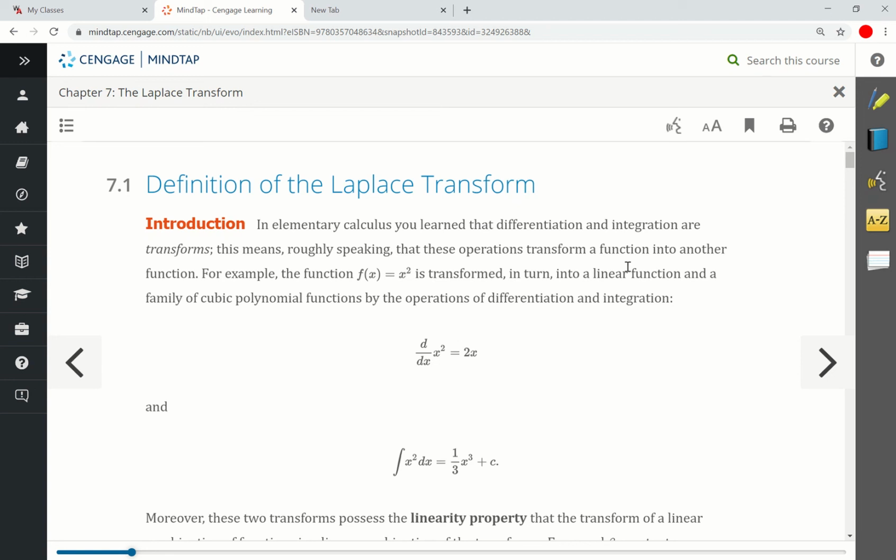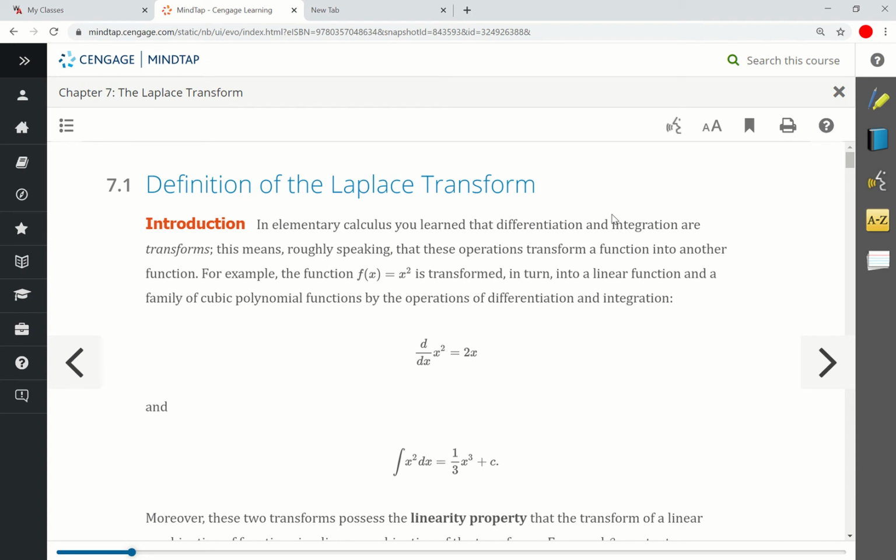In section 7.1, we're going to define the Laplace transform. We will ultimately be using the Laplace transform and the associated inverse Laplace transform in order to solve some differential equations later in this chapter. But before doing so, we have to understand what this transformation is and exactly what it's going to do for us.